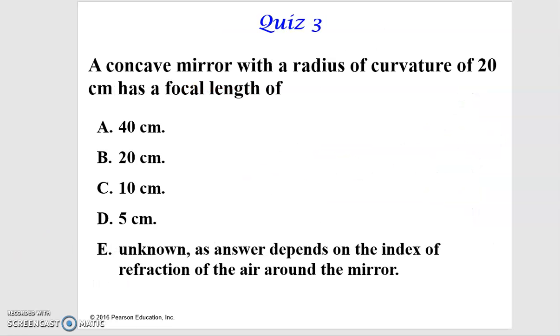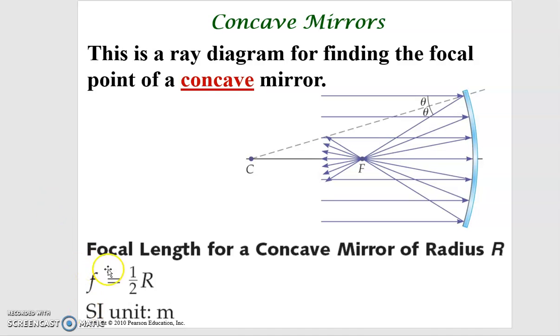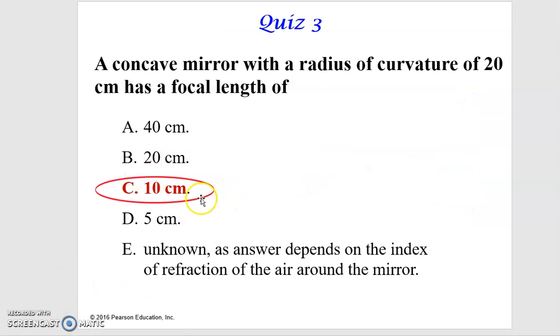Now let's take a look at quiz 3 today. If you have a concave mirror with a radius of curvature of 20 centimeters, how big will the focal length be? The answer is C, because we know the focal length is 1/2 of the radius of curvature, and because it's concave, it is positive, so therefore it is 10.